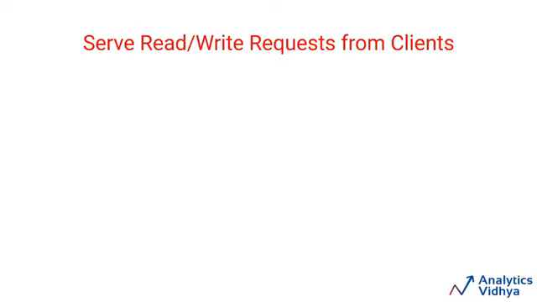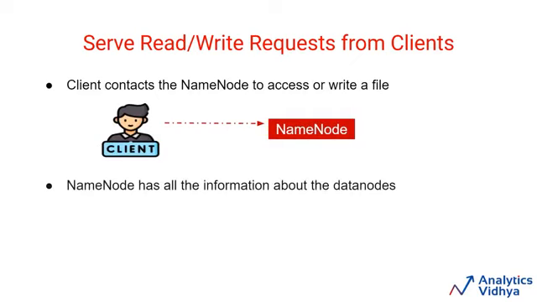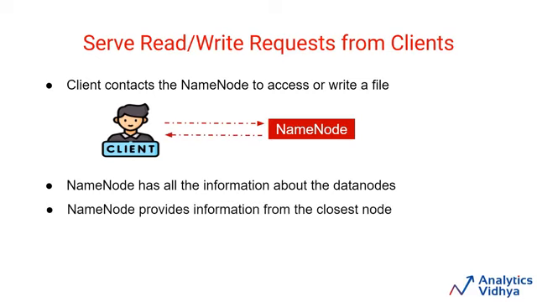So coming to the first function of the data node, the client contacts the name node to access or write a file to the file system. The name node has all the information about the data nodes, like where the file blocks are stored and how much resources are free on the data nodes. And the name node tries to provide the information of the blocks that are closest to the client.